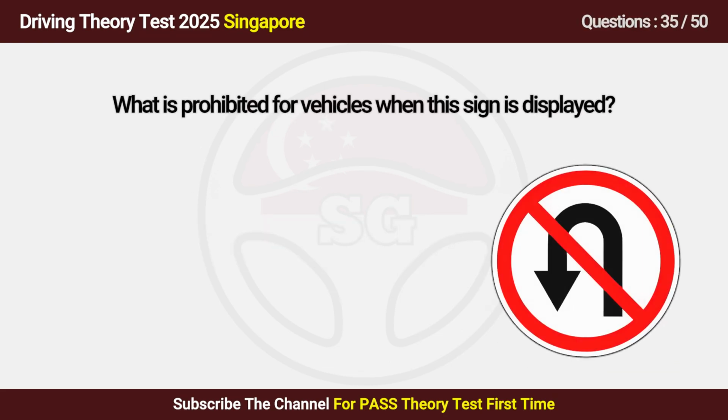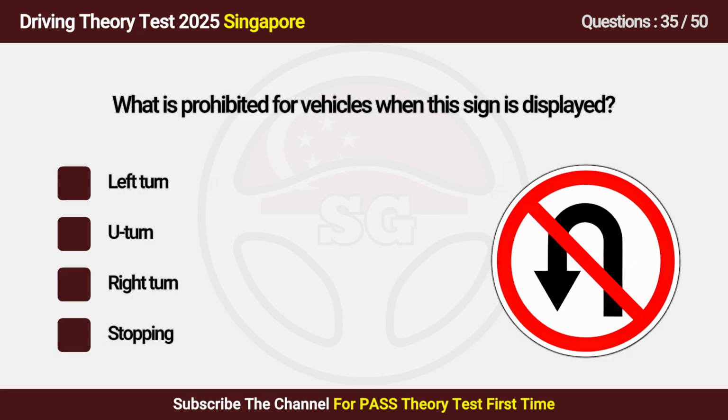Question 35. What is prohibited for vehicles when this sign is displayed? A. Left turn. B. U-turn. C. Right turn. D. Stopping.